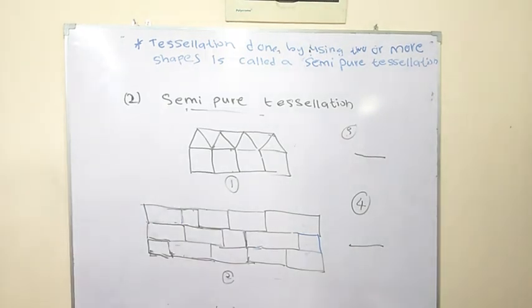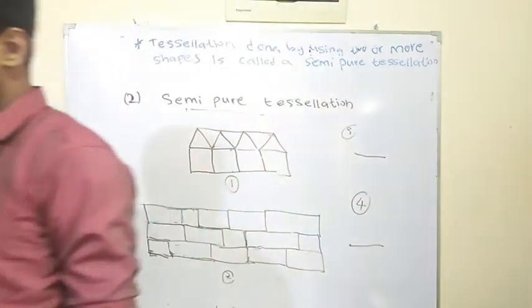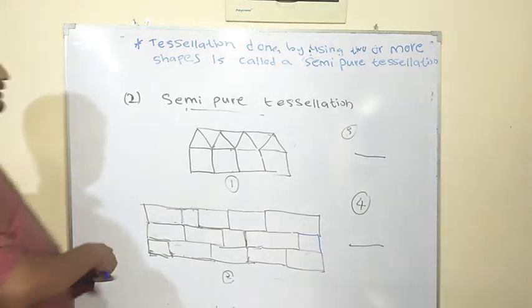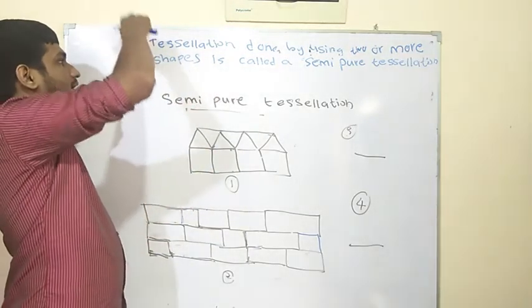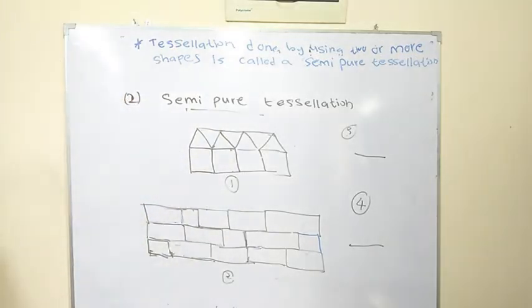I think now time is enough. After drawing all these four figures, you can write tessellation done by using two or more shapes is called a semi-pure tessellation.